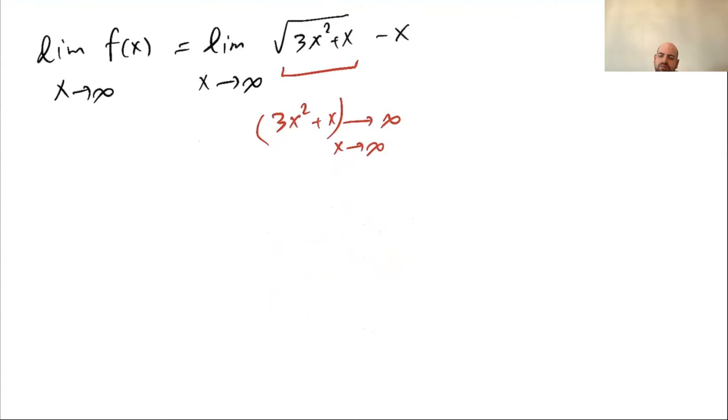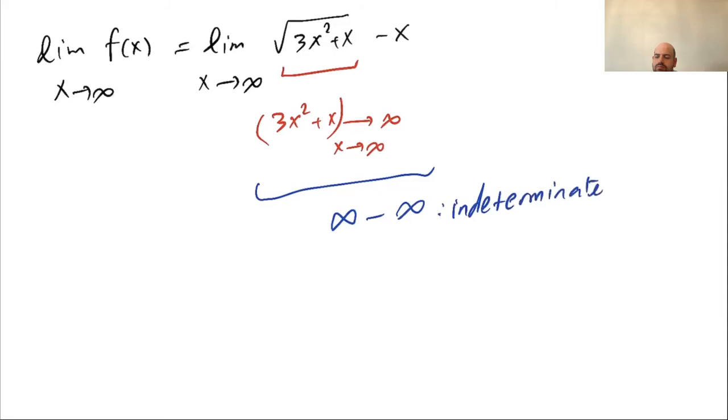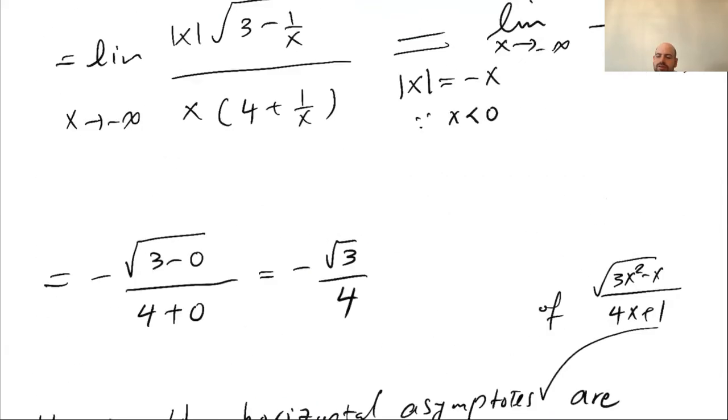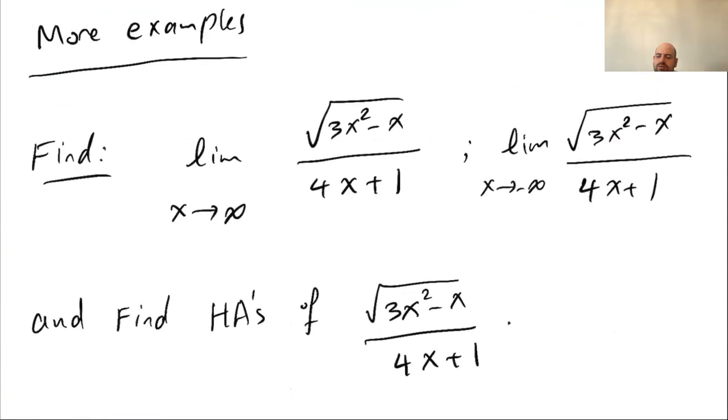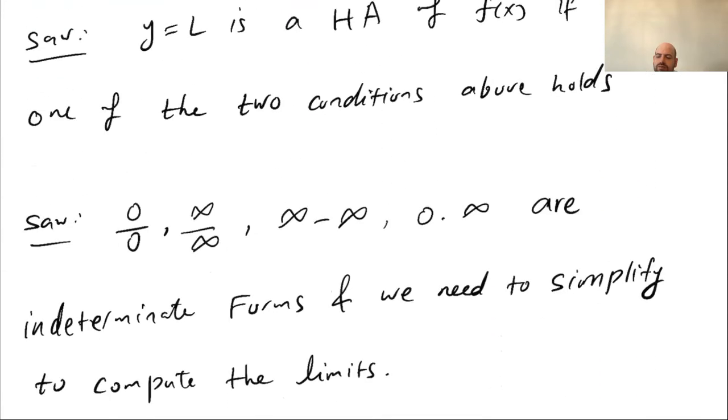So the first part goes to infinity. The second part also obviously goes to infinity. So the total final result here will be something of the form infinity minus infinity, because the first expression goes to infinity, the second expression also goes to infinity, and then infinity minus infinity will be indeterminate. Remember, infinity minus infinity was one of the indeterminate forms here.